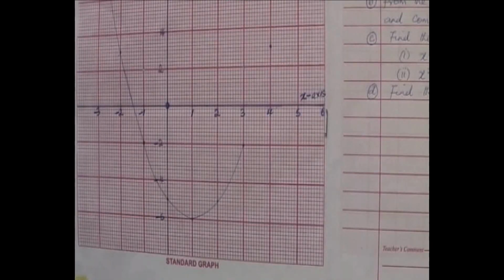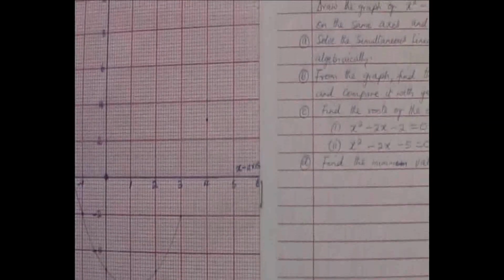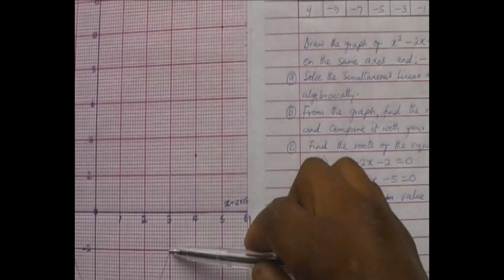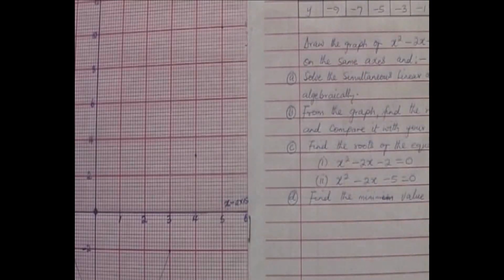The next is the last 3 points now. The last 3 points, 1, 2, and 3. So we're going to join that now.